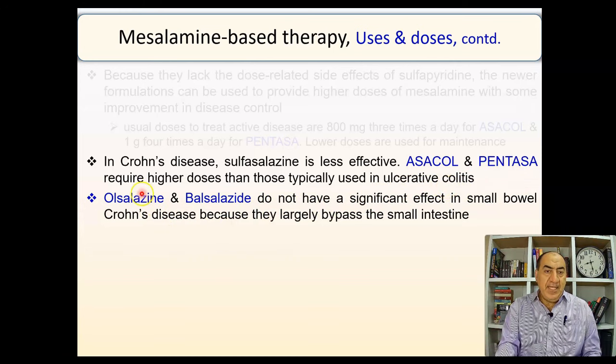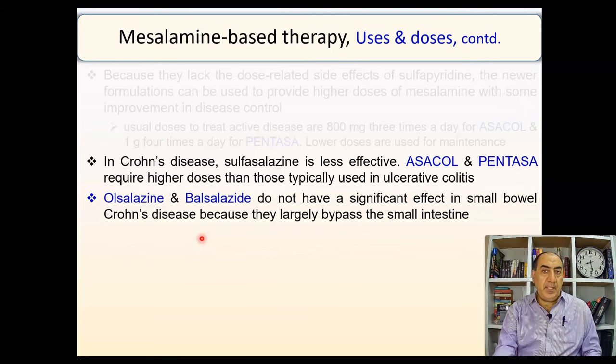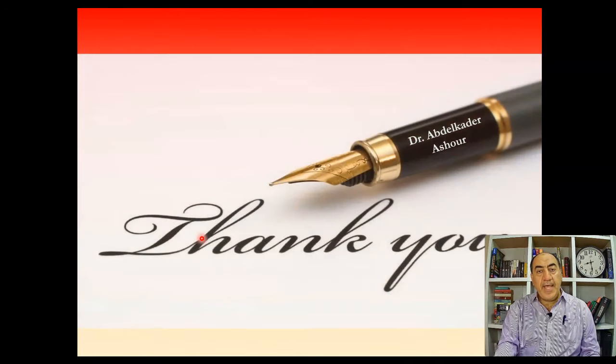Olsalazine, balsalazide, sulfasalazine, all of them only open in the colon. They don't have a significant effect in small bowel Crohn's disease. So if it is small bowel, I need something that opens up in the small intestine. These drugs that contain the azo bond, which opens only in the colon to release 5-ASA, are not effective in small intestine Crohn's disease. Okay, that's it for now.